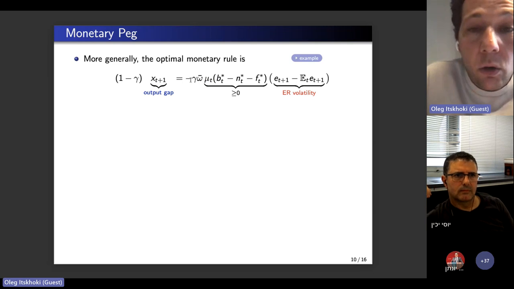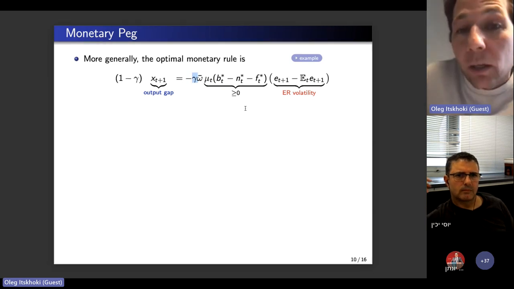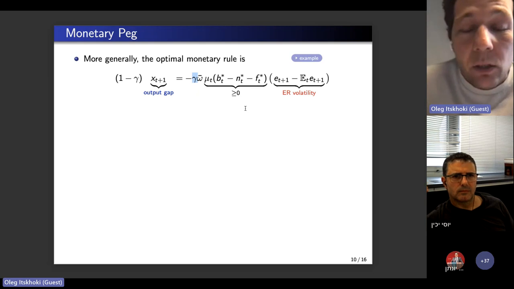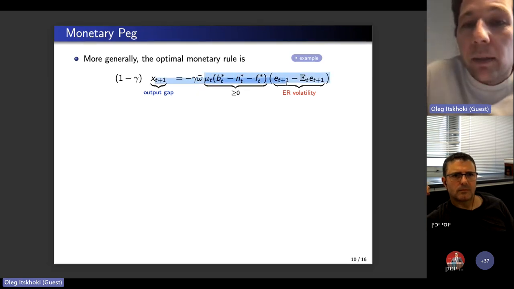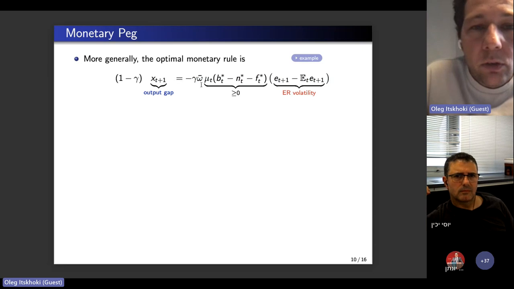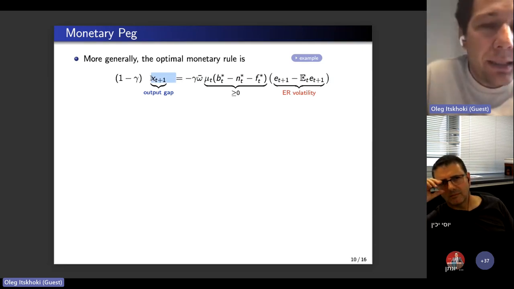So when will you do it more? Well, you will do it when you're a more open economy. If you're a very closed economy, if gamma is close to zero, well, you don't care about the financial flows as much, and you just focus on the domestic economy.